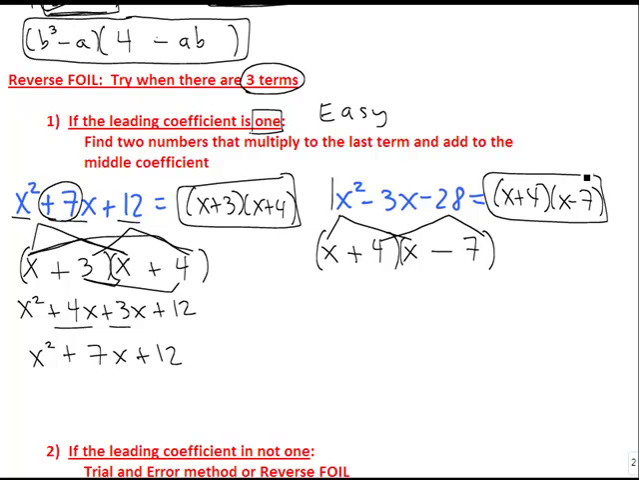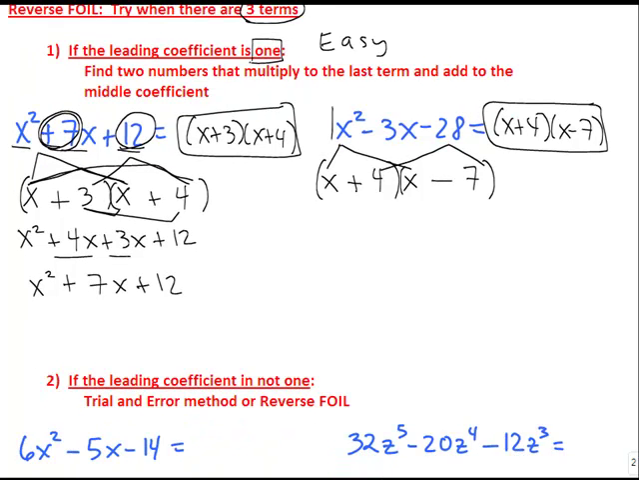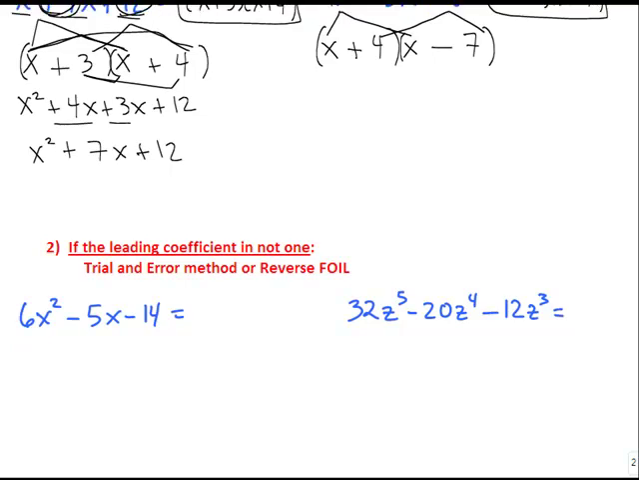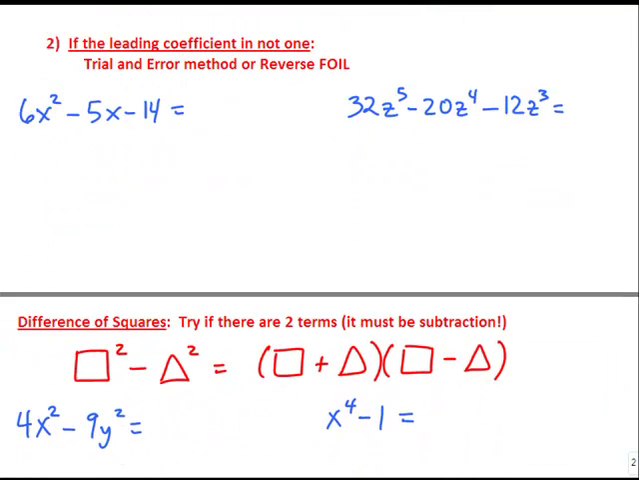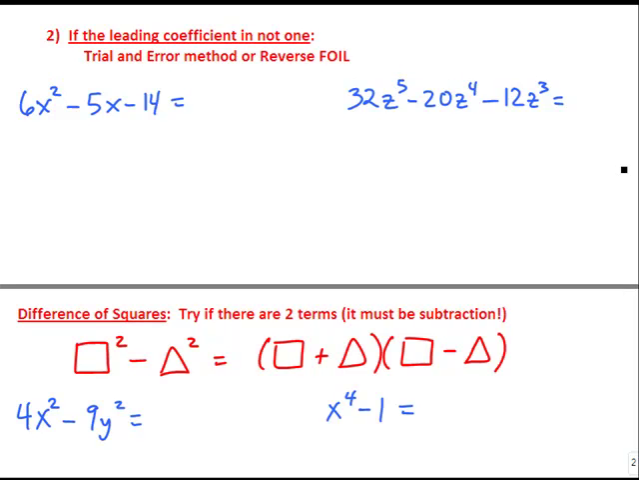Okay, so when the leading coefficient is 1, you want two numbers that multiply to the constant on the end and add to the middle coefficient. The harder case of reverse FOIL is when that leading coefficient out front is not a 1, because then it's not so easy to identify what factors are going to make this work. And unfortunately, there's no set way that's always going to work for you. We have to use trial and error on this harder case.